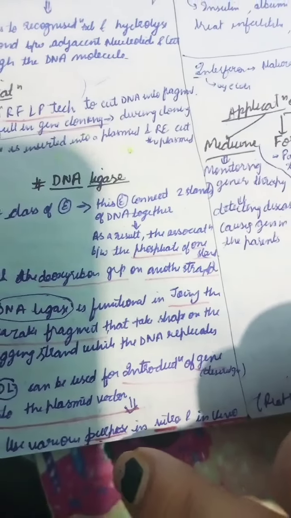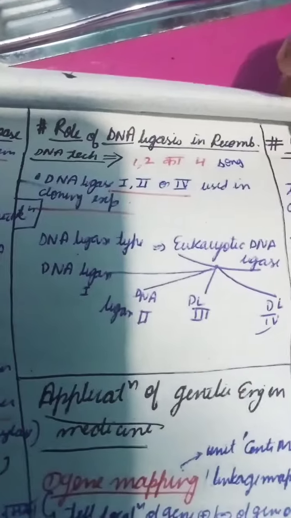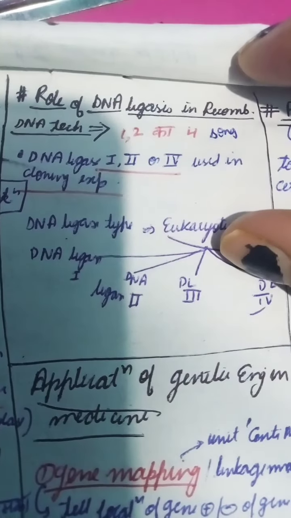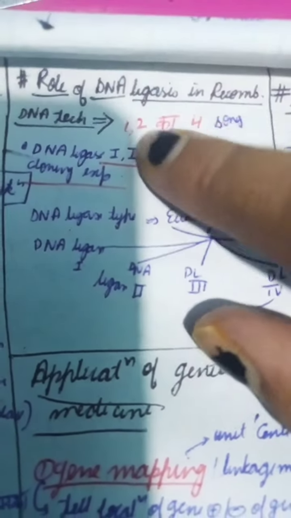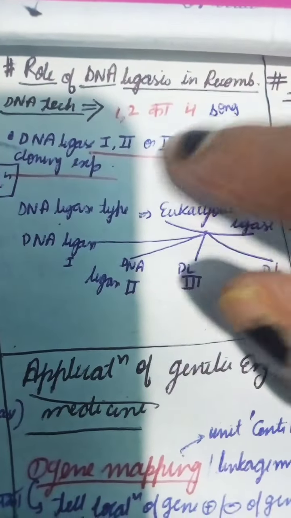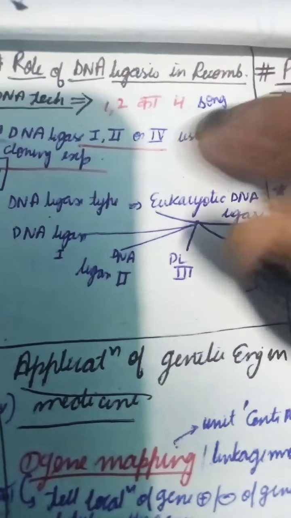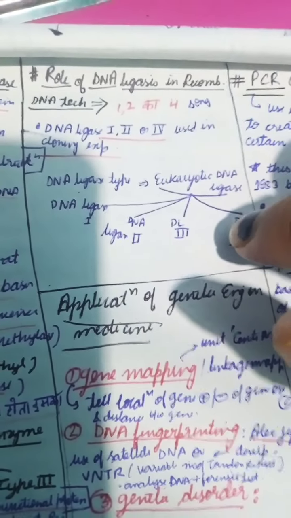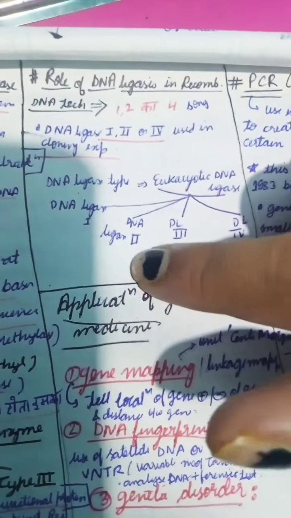Now it is used for various purposes in vivo and in vitro, and basically the role of DNA ligase is in recombination technology. It can be only used in cloning experiments. Types of DNA ligase present in eukaryotes: types 1, 2, 3, and 4 are present.